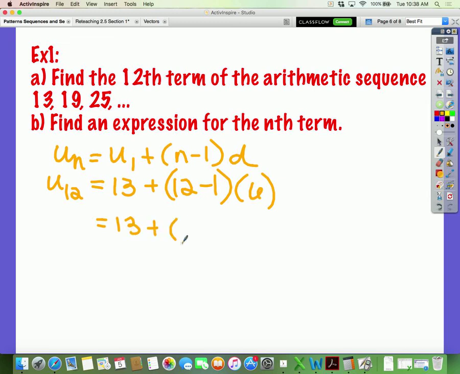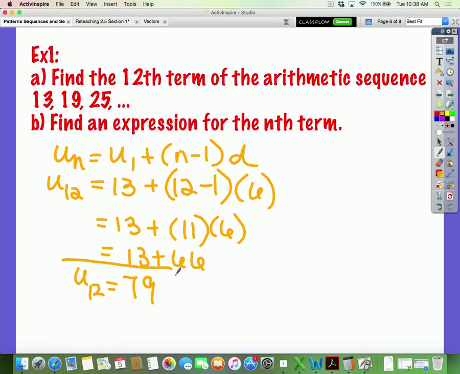12 minus 1 is 11. We're going to times that by 6 to get, and that is our 12th term. And that's how you want to write it, because heaven forbid this is like an A through F, and you want to make sure the grader knows that, hey, u sub 12 is my 12th term, is right here. Grader, look here.